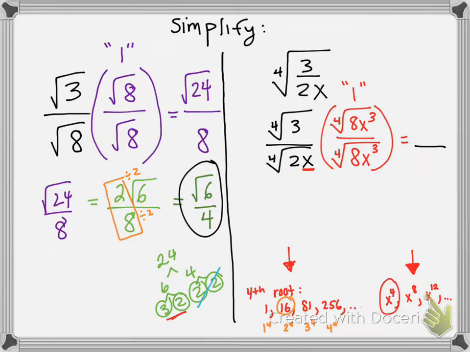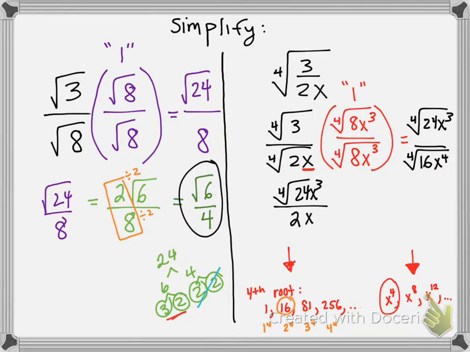So when I multiply straight across in the numerator, I can multiply both of these together because they're both the exact same index, the fourth root. So I just multiply 3 times 8x to the third, which is 24x to the third. And then the denominator, if I multiply these together, 2 times 8 is 16, and then x times x to the third is x to the fourth. And I know that's going to be a whole number. So the numerator, I'm going to keep as is. And the denominator, the fourth root of 16 is 2, and the fourth root of x to the fourth is just x. So that eliminated the root in the denominator.